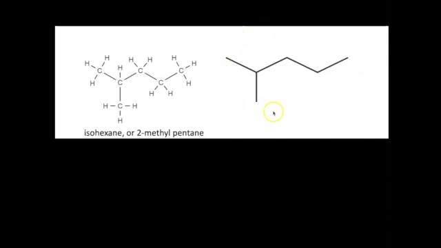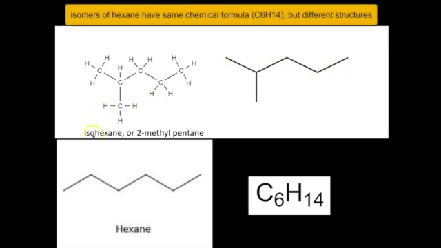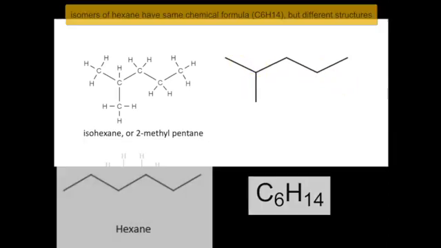This line angle drawing is the isomer of hexane. So hexane normally would just be a zigzag line with 6 carbons and 14 hydrogens. This has 5 carbons, 1, 2, 3, 4, 5, and then the 6th carbon is a branch off the main chain. So the definition of an isomer is when there's a different structure of the same chemical formula. So this 6 carbons and 14 hydrogens, whether being a straight chain or the branched chain.